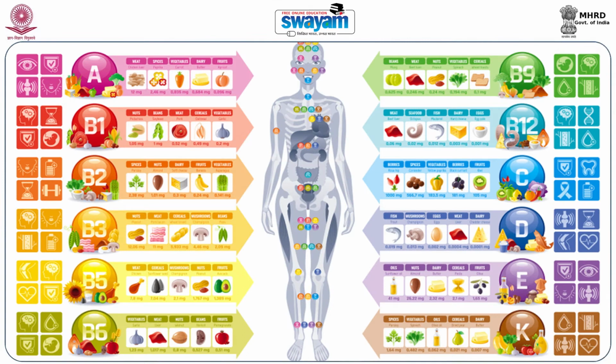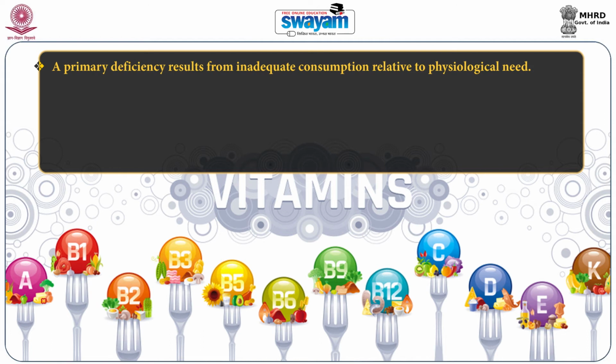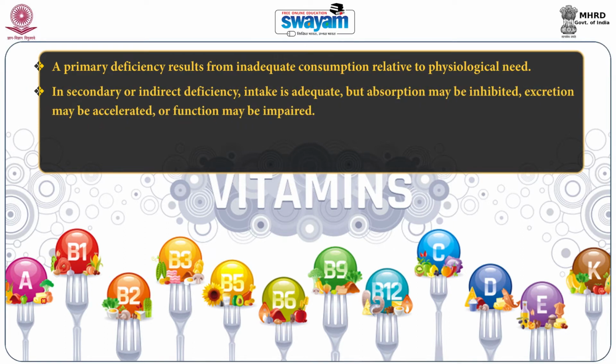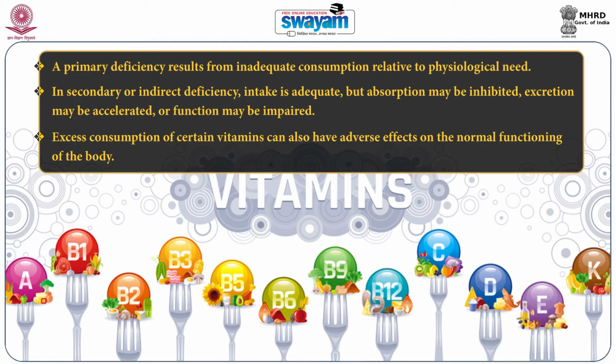Now, vitamins are a chemically disparate group of compounds with a variety of functions in the body. Vitamins are required in very small quantities in the order of milligrams or micrograms per day. A primary deficiency results from inadequate consumption relative to physiological need. In secondary or indirect deficiency, intake is adequate, but absorption may be inhibited, excretion may be accelerated, or function may be impaired. Excess consumption can also have adverse effects on the normal functioning of the body.